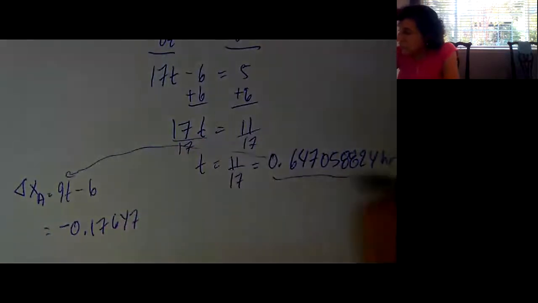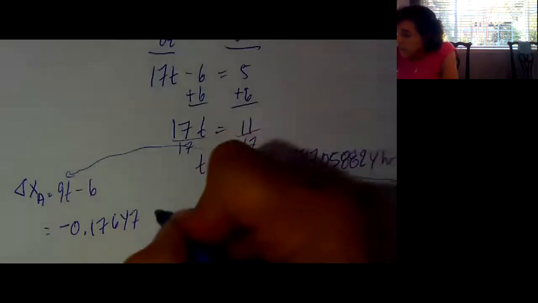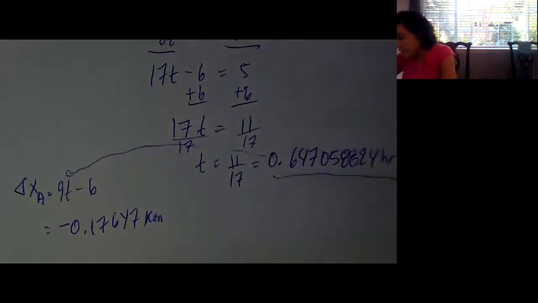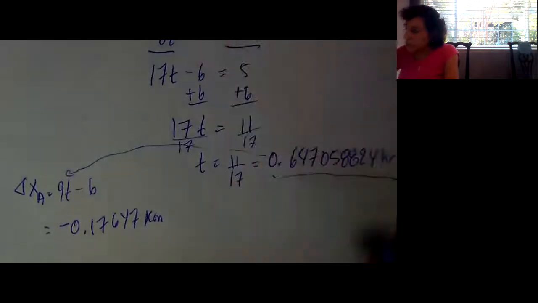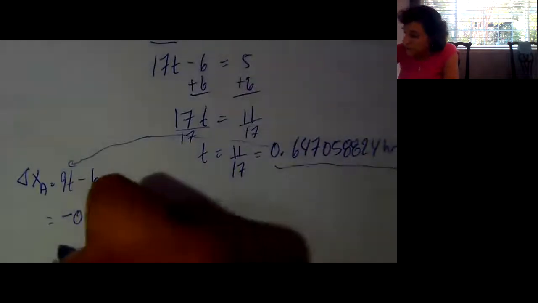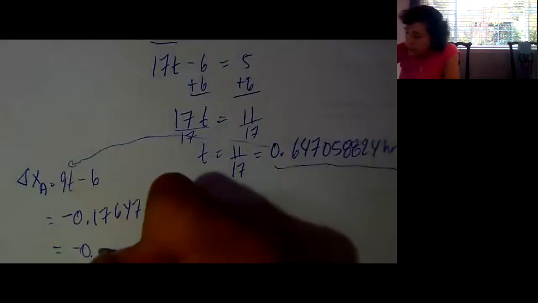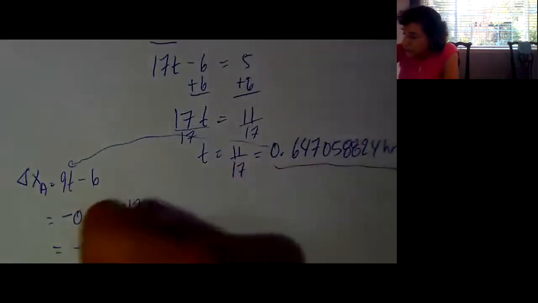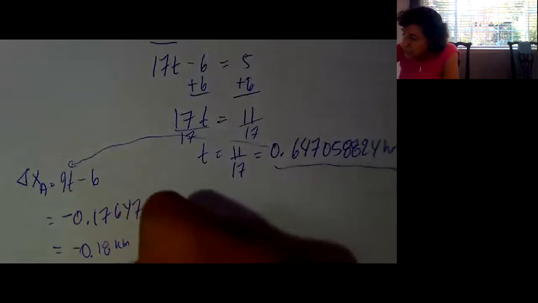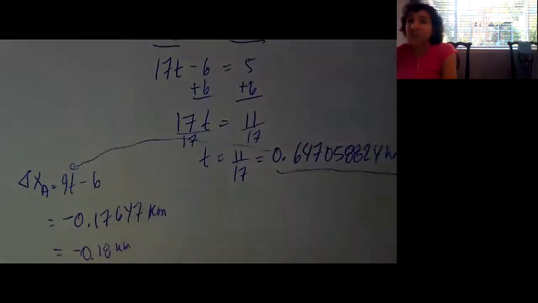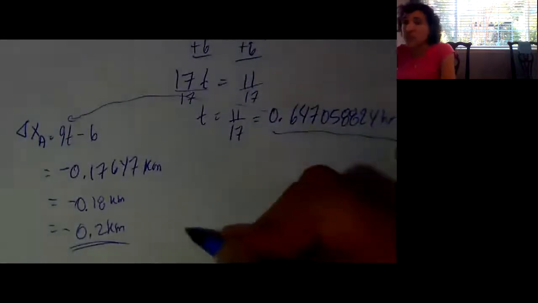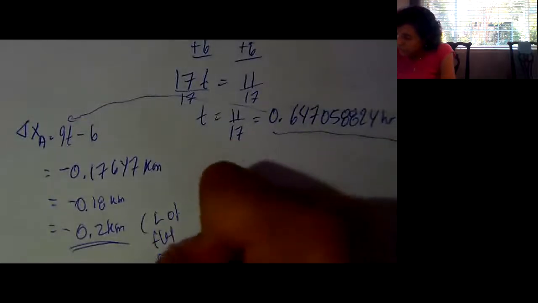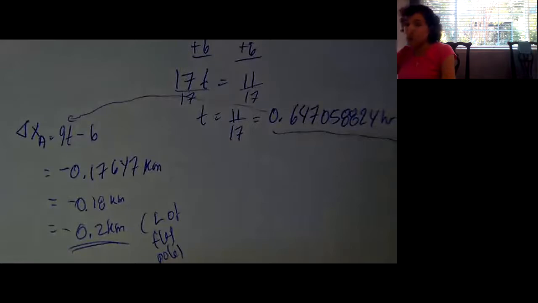0.17647, what is it? Kilometers, right? Yeah, kilometers. All right, now you can round it off. When you have to keep computing, you only want to round off at the very end. So I got negative 0.18 kilometers, or if you only had one significant figure, about negative 0.2 kilometers. So what does negative mean? It means it's to the left of the flagpole, to the left of the flagpole by 0.2 kilometers.